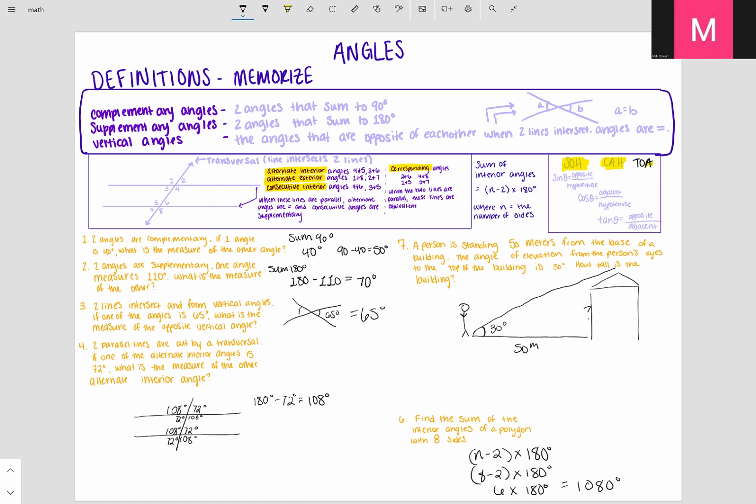So here's where SOHCAHTOA comes in, because we're going to use tangent of 30 degrees equals the opposite of the angle over the adjacent of the angle. And this is where you can use a calculator. You'll have the on-screen calculator. So the height is going to be equal to tangent of 30 degrees times 50 meters.